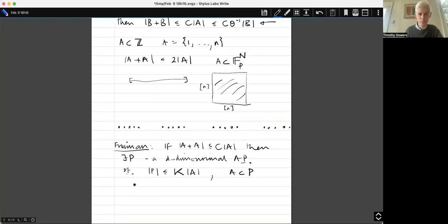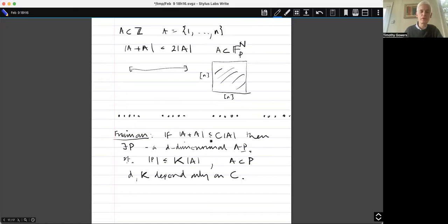I haven't said anything about what D and K are, but I will say D and K depend only on C. I've got to have something like that to make it an interesting statement, otherwise I could just stick A inside an arithmetic progression that goes from the minimum of A up to the maximum of A. But the point is that P is not allowed to be much larger than the size of A. And it's important that D should also be bounded just in terms of this constant C.